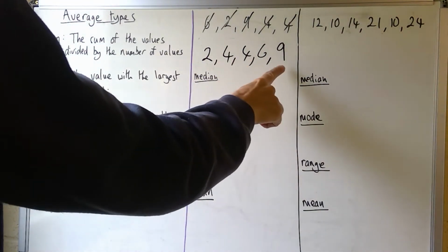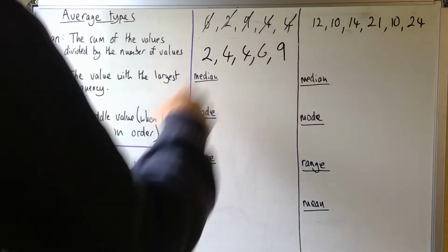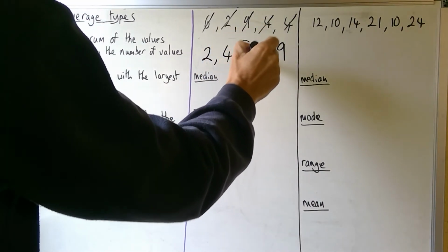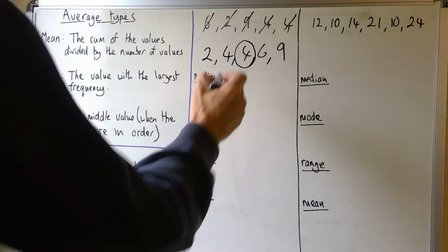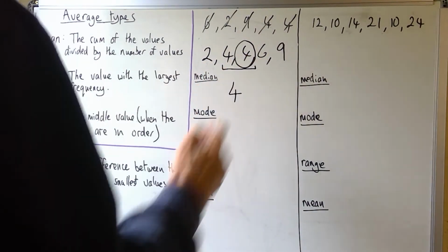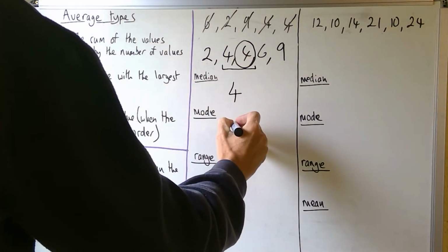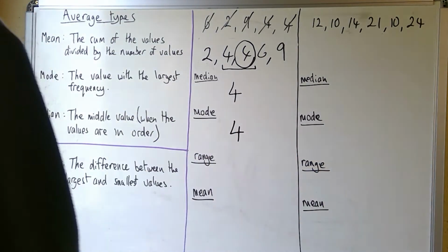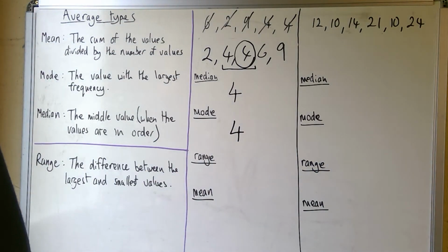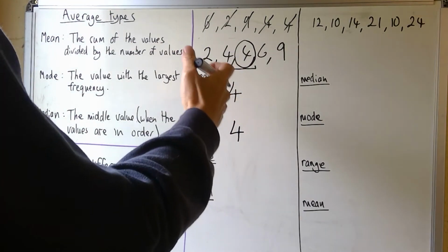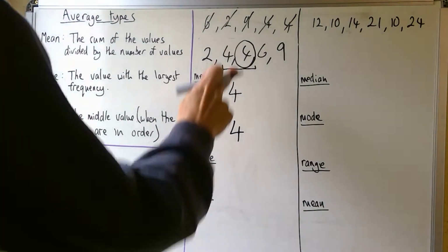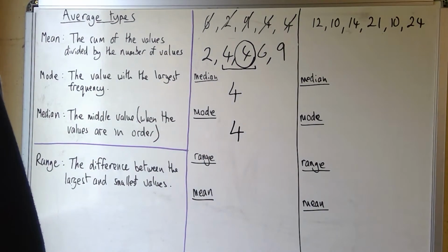And when you do that with a short set of numbers, it's quite easy to spot that this 4, the median, is the middle number. It's also easy to see that there's 2 4s, so there's more 4s than anything else, so the mode is also 4. Sometimes there won't be a mode. If all the numbers are different, there is no mode. Sometimes you might have 2 modes, but this one has just got one mode, which is 4.